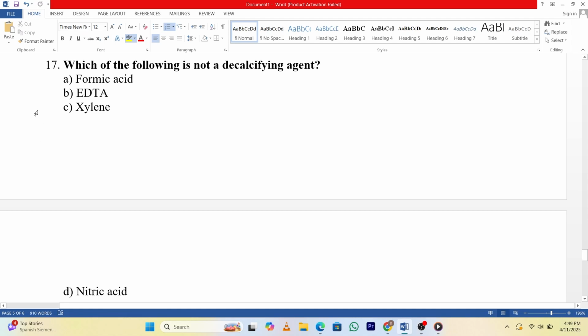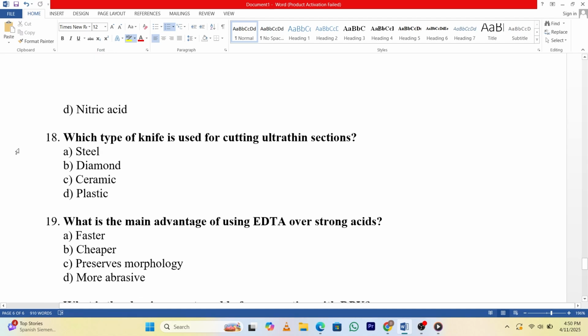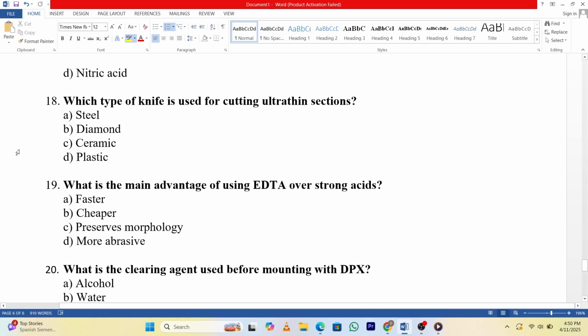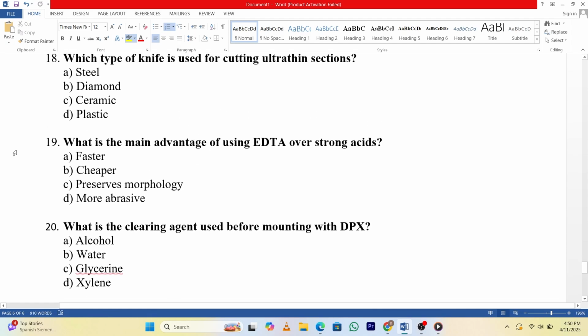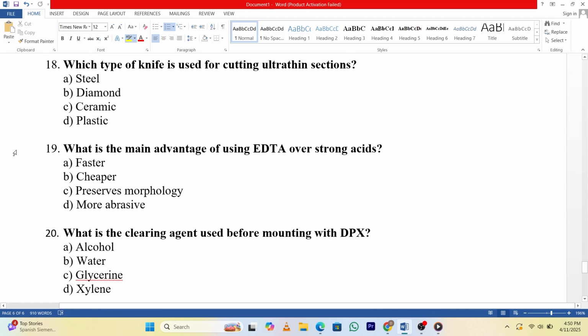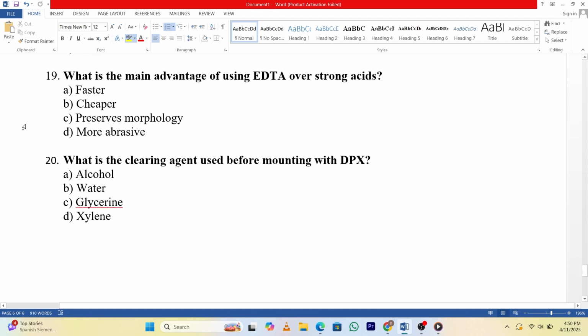Answer, C. 18. Which type of knife is used for cutting ultra-thin sections? A. Steel. B. Diamond. C. Ceramic. D. Plastic. Answer, B. 19. What is the main advantage of using EDTA over strong acids? A. Faster. B. Cheaper. C. Preserves morphology. D. More abrasive. Answer, C.